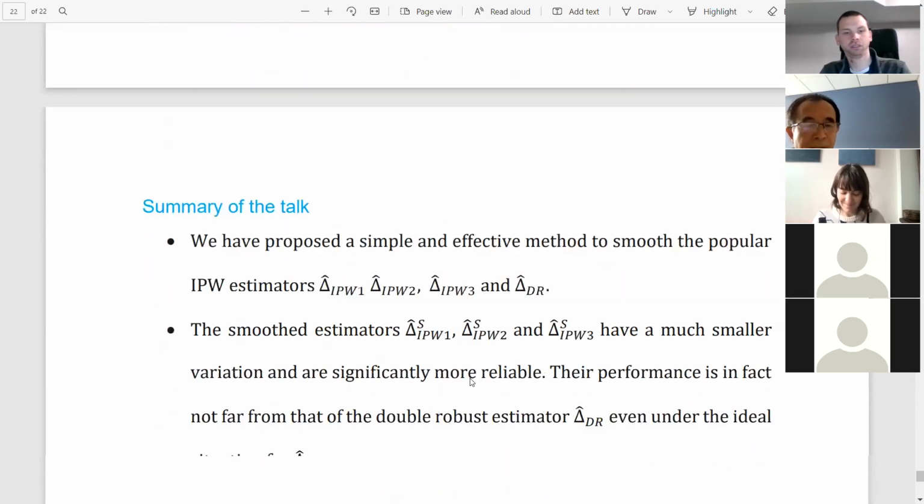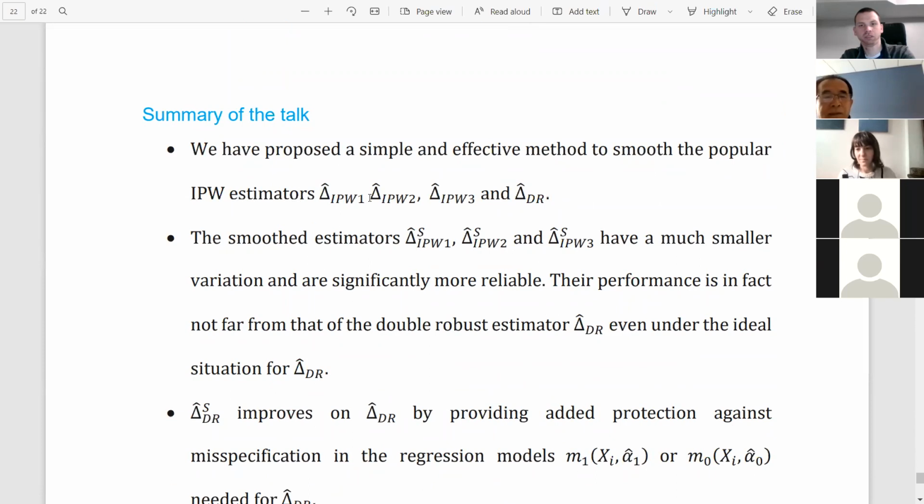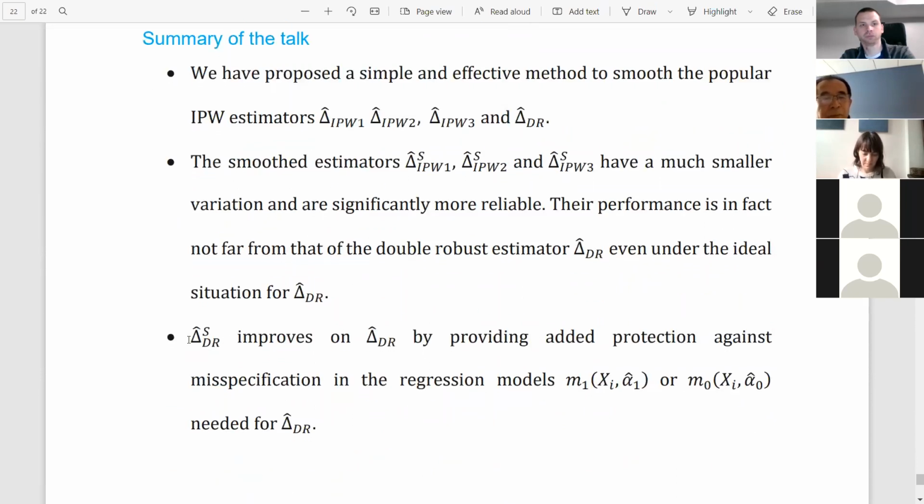The summary of the talk is we proposed a smoothed version of the popular IPW estimators, with substantial variance reduction. And for the doubly robust estimator, we provide added protection against misspecification in the regression outcome model. Thank you very much for your attention.